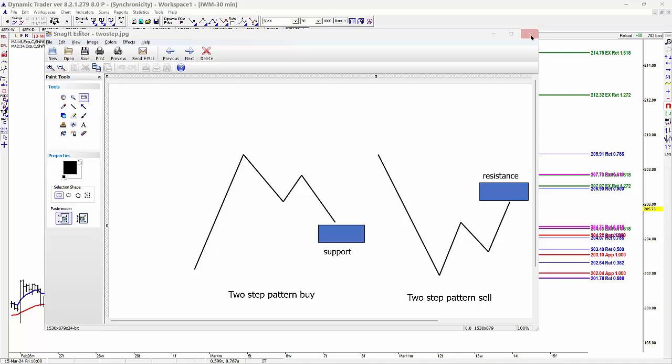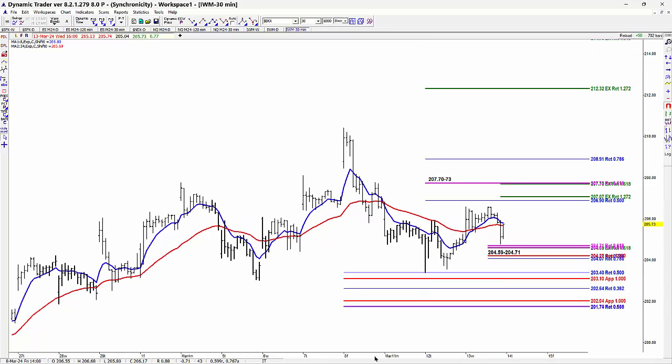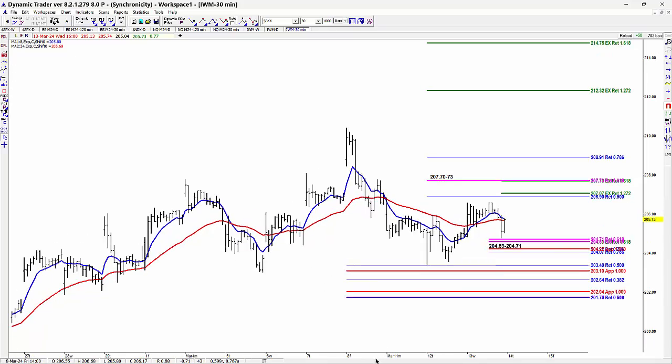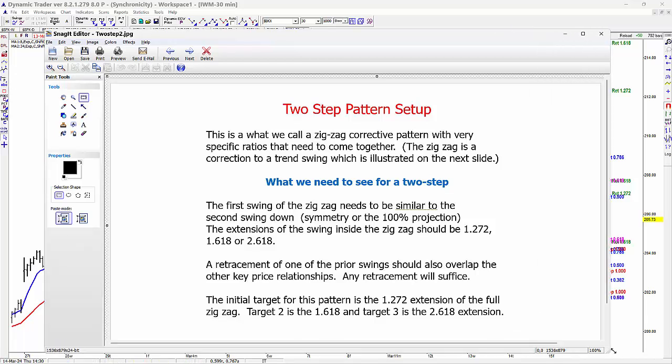Then, in the case of Apple today, all the averages were on the wrong side. Was it still a two-step? Yes. But was it a good setup to consider? Not as good as one that has all the averages on the right side. So that's something you have to remember. And then the last part about the two-step is pretty much this.